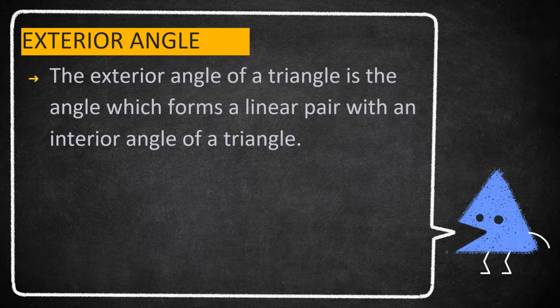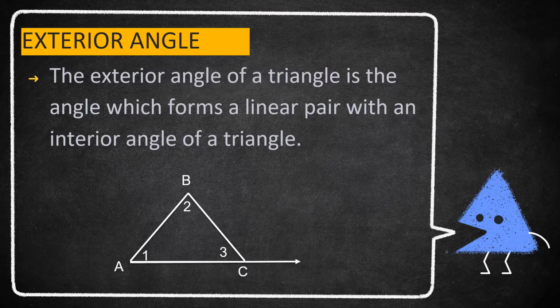The exterior angle of a triangle is the angle which forms a linear pair with an interior angle of a triangle. For example, we have triangle ABC with the interior angles, angle 1, angle 2, and angle 3. When we extend side AC, we will form an exterior angle, and we call it angle 4. So angle 4 and angle 3 form a linear pair. Angle 4 now is an exterior angle.